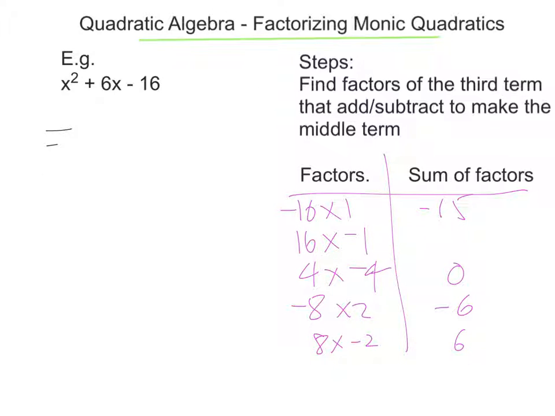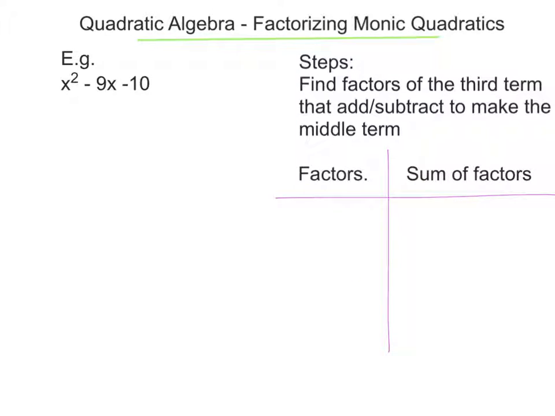So that means when I factorise, I just need to put x plus 8, x minus 2. And that's the factorised version of the original monic quadratic.